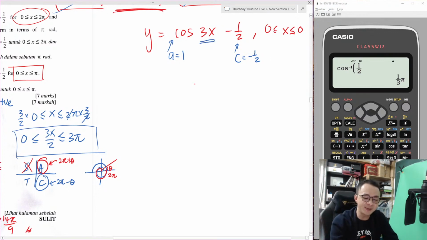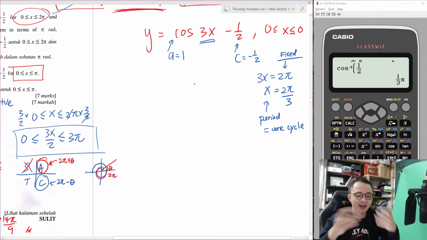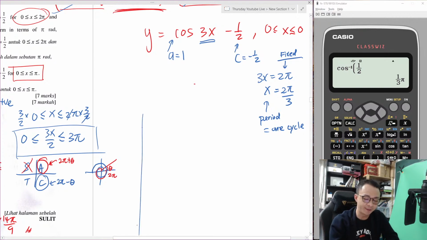Then the last thing is my bx. For a cos graph, bx is always equal to 2 pi. This value is a fixed value. Okay, so x is basically 2 pi over 3. So basically what does x mean? This is the period. It basically means my one cycle will end at 2 pi over 3. So after I understand all this logic, then we start drawing.